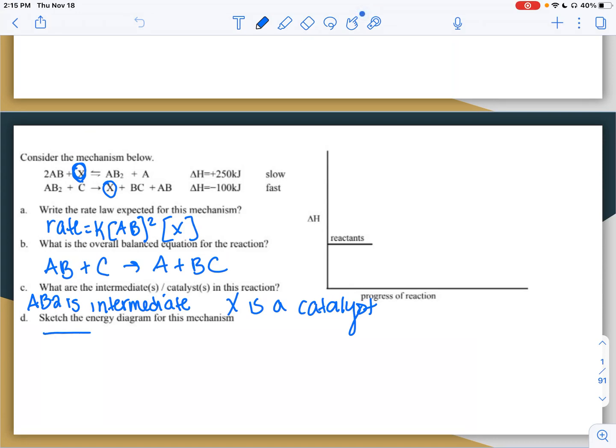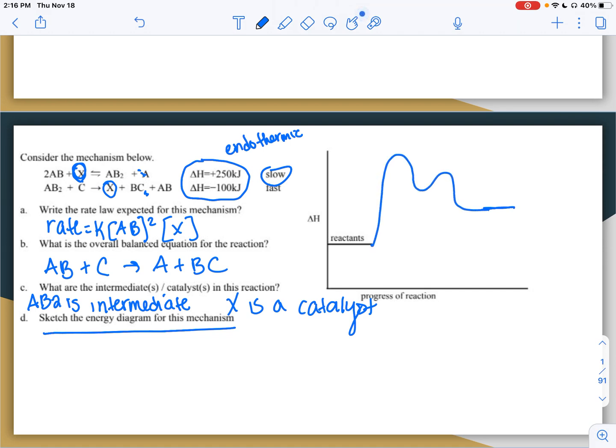Last part of this is to sketch the energy diagram. Now, we haven't done thermo yet, but I will tell you that you might know from honors that this is going to be endothermic, which means it will end higher than it started. So that's where it's going to end. You have two steps here, and the first step is the slow step, so it's going to have the higher bump. So we're going to have two bumps, and the second one's going to be a little bit lower, and then we end higher because it's endothermic.